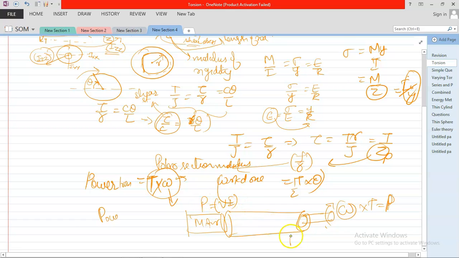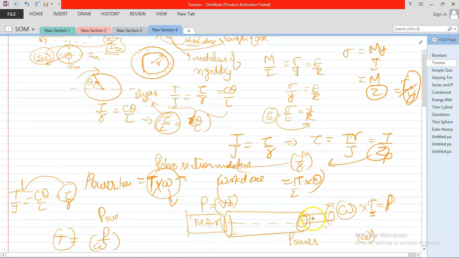So you know power, you know omega. So the torque that you need to calculate is torque equal to P by omega. When you get the torque, apply the torsion equation, C theta by L is equal to tau by R. You can get the shear stress developed in the beam.